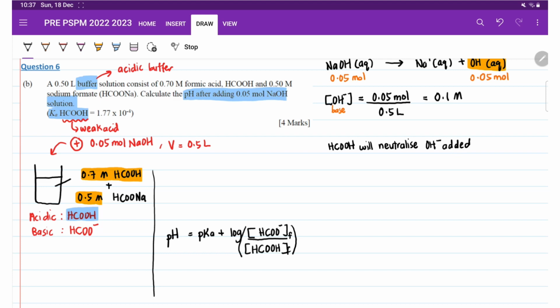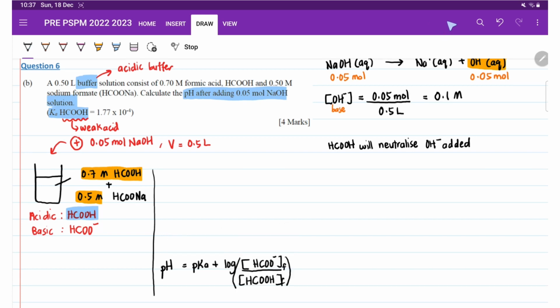Okay, jadi dekat sini seterusnya adalah kita akan tulis kita punya equation. So, the equation that you will write down is HCOOH aqueous tambahkan dengan OH minus aqueous. So, produk yang kita akan dapat dekat sini adalah HCOO minus aqueous and H2O liquid. So, this is the equation. So, reaction antara acid dan juga base.